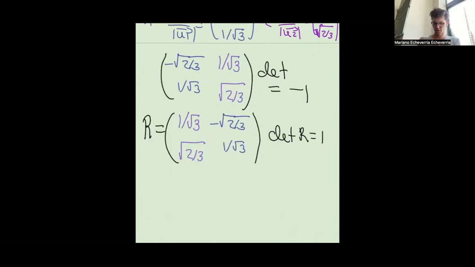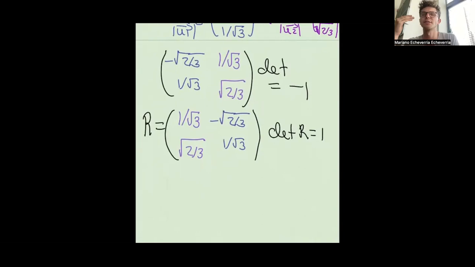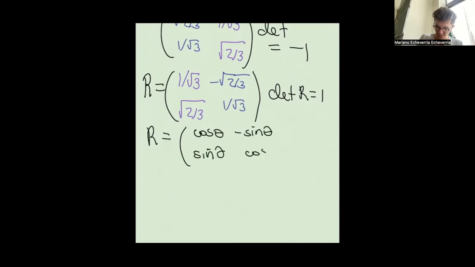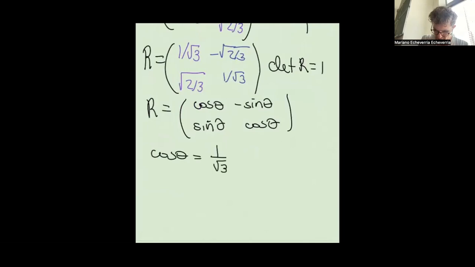You don't have to check that it's orthogonal. It just comes for free from the fact that you're using orthonormal vectors. And so this is a legitimate rotation matrix. That means that R, being a rotation matrix, is of the form cosine of theta, minus sine of theta, sine of theta, cosine of theta. I'll show you what this angle of rotation means in a moment once I put this on GeoGebra. But what this means is the cosine of theta, if you compare the entries, has to be 1/√3, and the sine of theta has to be √2/3.